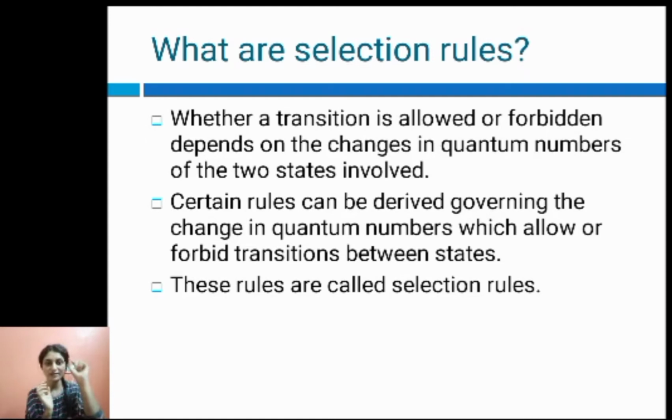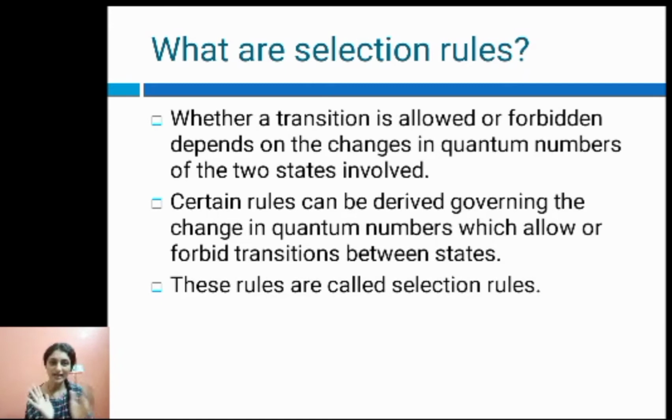Now each state is represented with a wave function psi and three quantum numbers n, l, m. So psi n l m represents a state of one energy level, where n, l, m will be different for that particular state. Whether the transition is allowed or forbidden depends upon the change in quantum number.